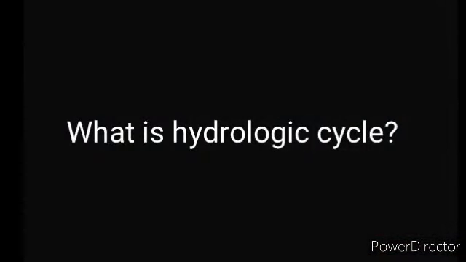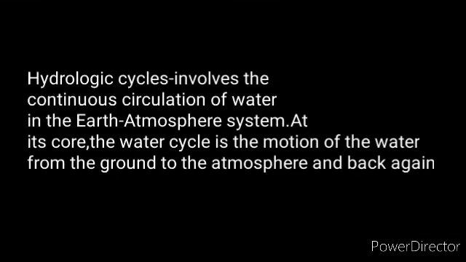For us, what is the hydrologic cycle? The hydrologic cycle involves the continuous circulation of water in the Earth-atmosphere system at its core. The water cycle is the motion of the water from the ground to the atmosphere and back again. Next is, what are the processes in the hydrologic cycle? There are 7 processes in the hydrologic cycle.